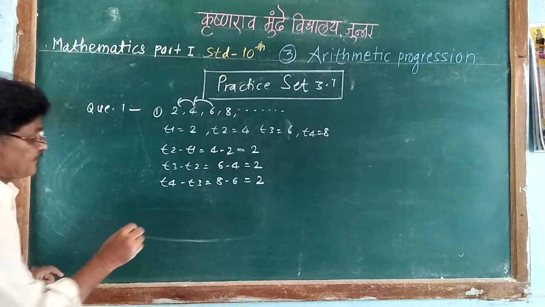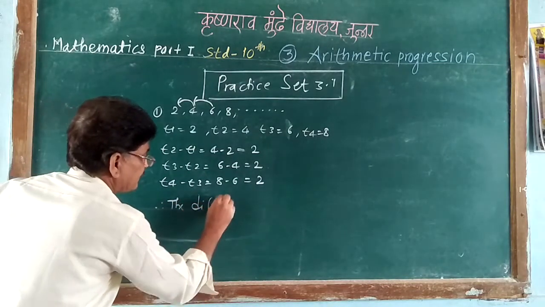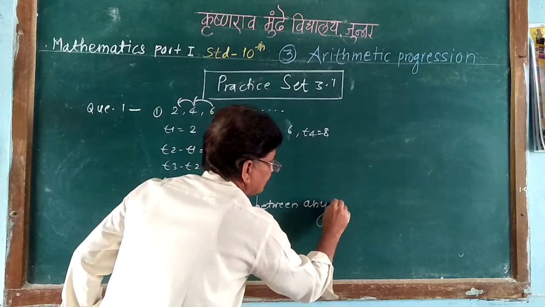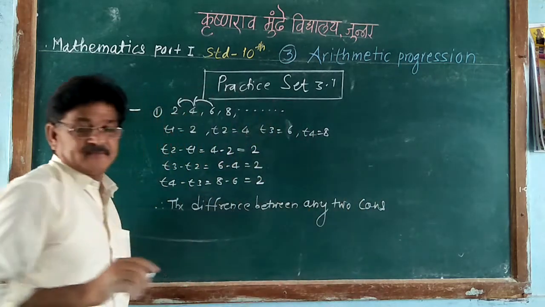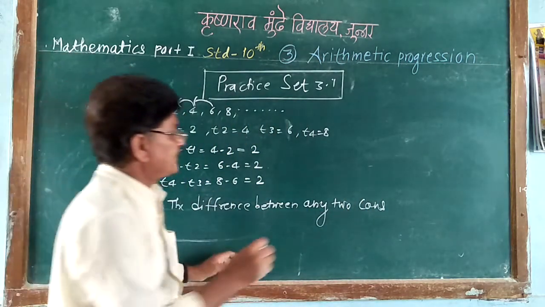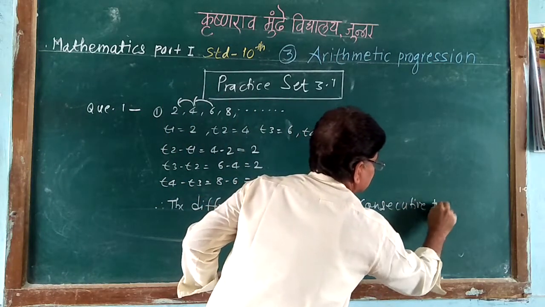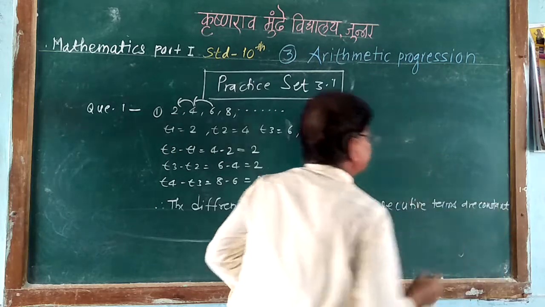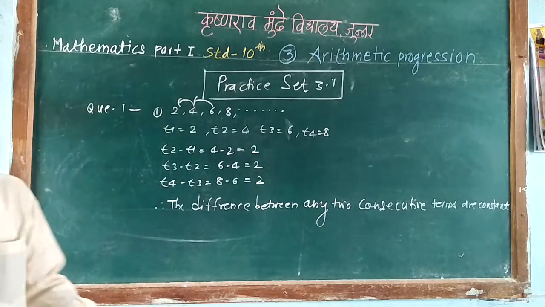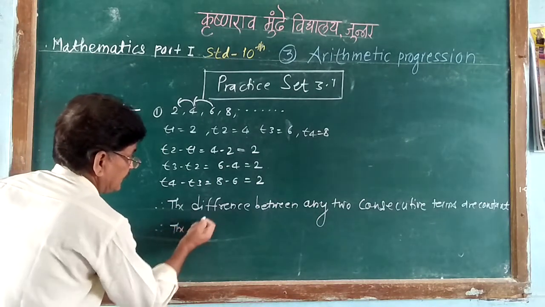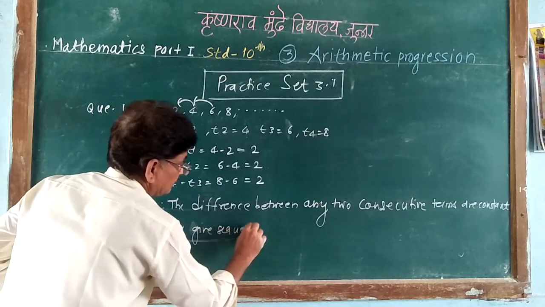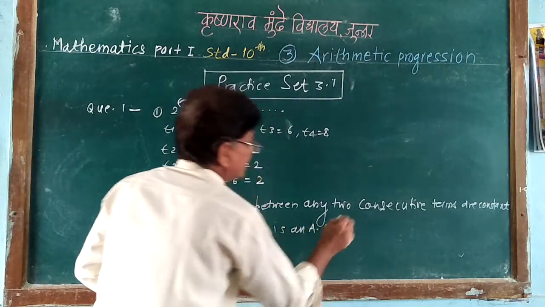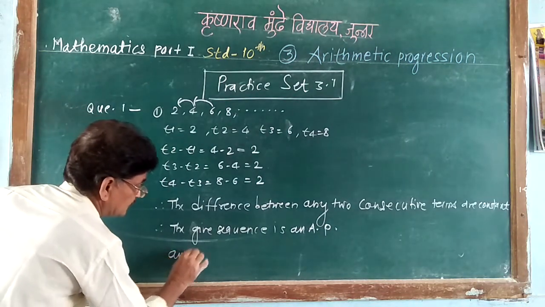And the difference between any two consecutive terms is constant. Therefore, the given sequence is an AP, meaning arithmetic progression. And what is the common difference?